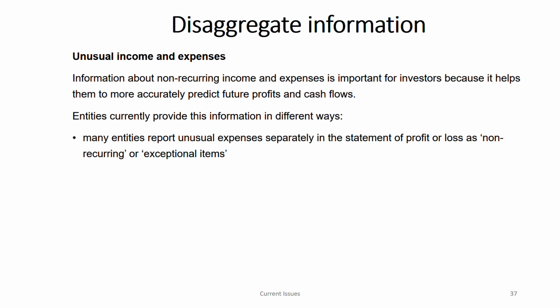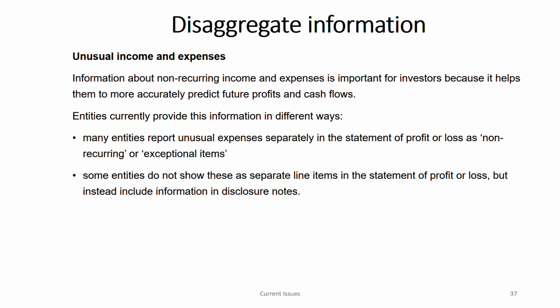In the statement of profit and loss only they write, but they show it separately. They write it as exceptional items or non-recurring, like this, you might have heard, right? Or some entities do not show this at all as a separate line in the statement of profit and loss. Then what do they do? They disclose it.